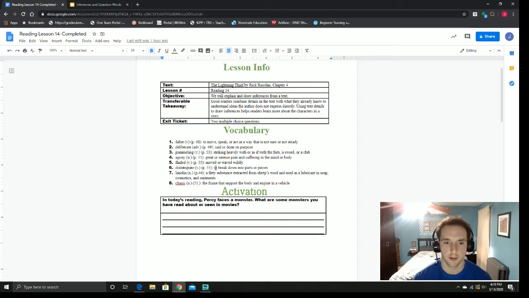And then these last 2 are less important, but good things to know so you're not confused as you're reading. The word is lanolin, which is a fatty substance extracted from sheep's wool and used as a lubricant in soap, cosmetics, and ointments.